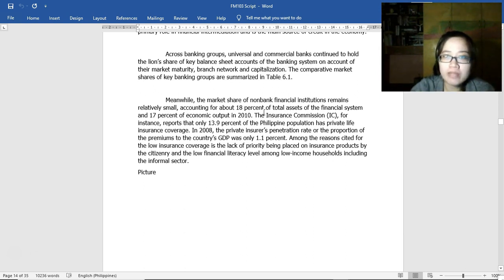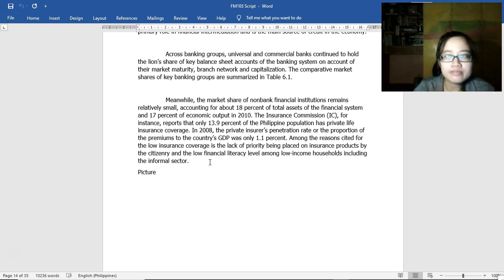Meanwhile, the market share of non-bank financial institutions remains relatively small, accounting for about 18% of total assets of the financial system and 17% of economic output in 2010. The Insurance Commission, for instance, reports that only 13.9% of the Philippine population has private life insurance coverage. In 2008, the private insurers' penetration rate, or the proportion of the premiums to the country's GDP, was only 1.1%, very low. Among the reasons cited for the low insurance coverage is the lack of priority being placed on insurance products by the citizenry and the low financial literacy level among low-income households, including the informal sector.